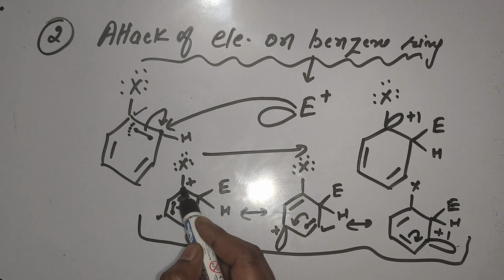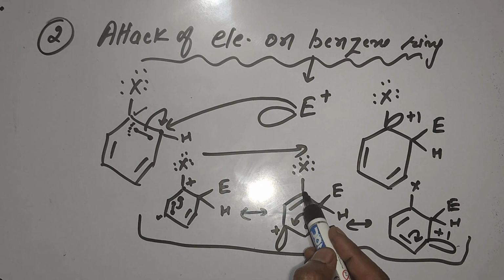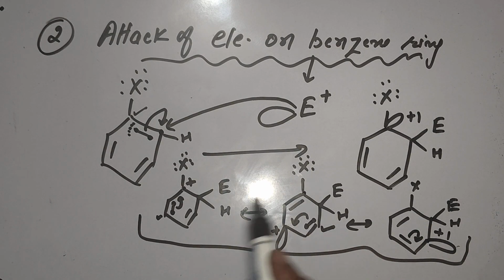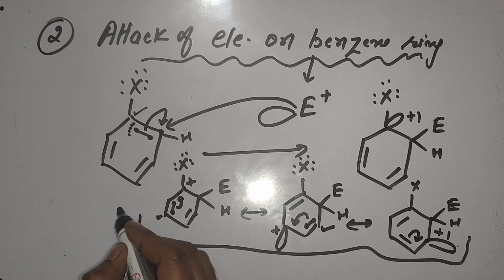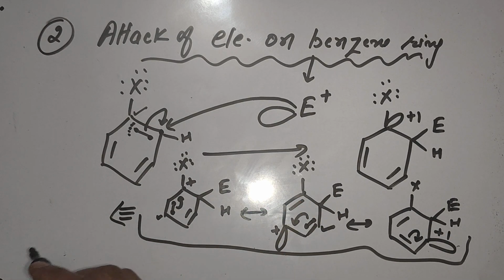Watch here. Here was the positive charge. In the next structure, we don't have positive charge. So positive charge is decreased. Here we don't have positive. Next we have positive. Next we don't have positive. So positive charge is continuously moving, due to which the carbocation is stabilized.